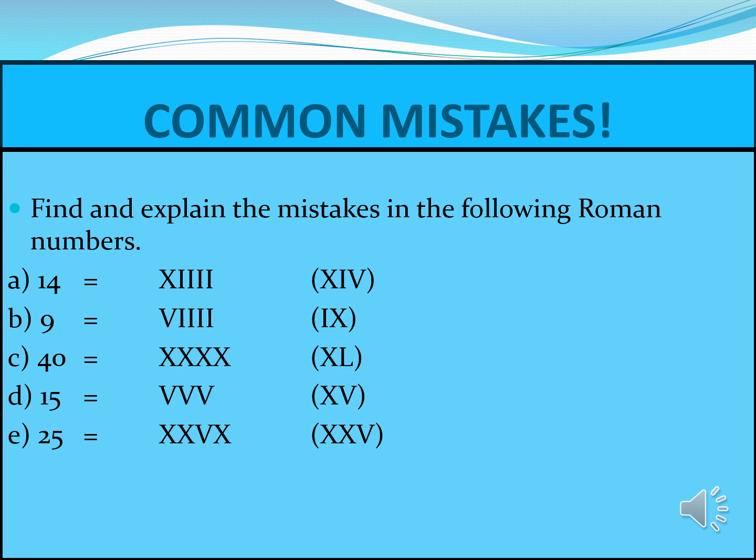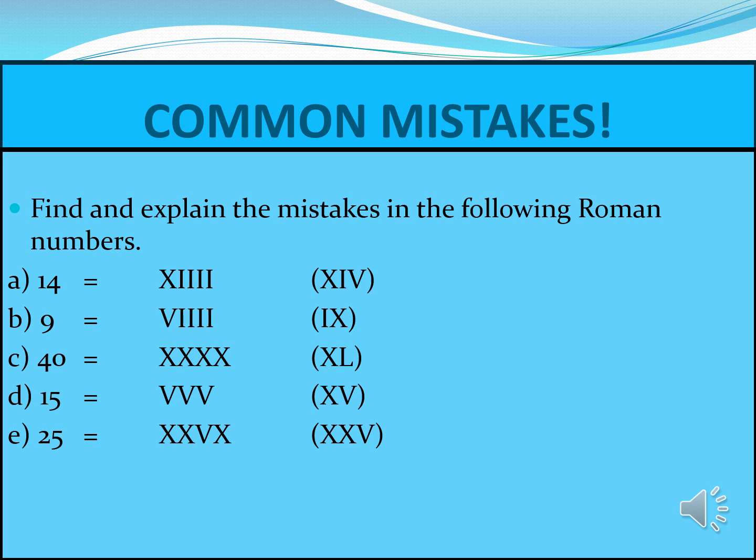And next question, 9. What is the answer given here? V and 4 I's. That is wrong. I cannot be repeated more than 3 times. So what is the correct answer? IX. Consider the question C. To represent 40, 4 X's is given here. That is wrong. No number can be repeated more than 3 times. So what is the correct symbol for 40? We want to write XL. That means from 50 we want to subtract 10. XL is the correct symbol for 40.